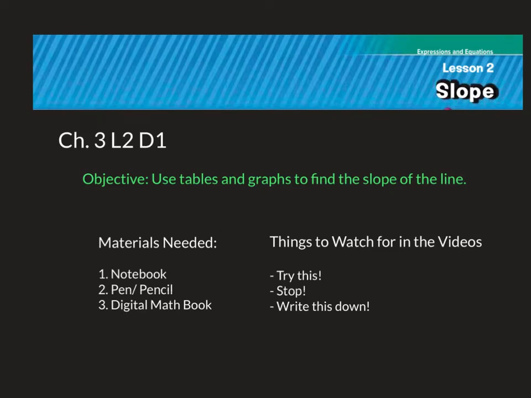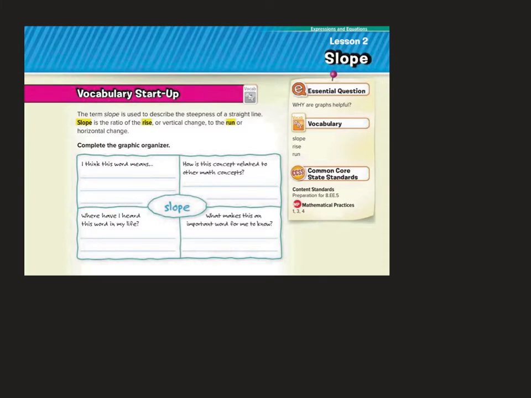Today we're going to be kicking off lesson 2 on slope. Our objective is to use tables and graphs to find the slope of a line. Slope is something that we're going to be talking about throughout this whole chapter, so it's important that we get a good understanding of it.